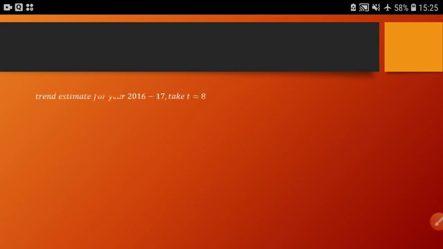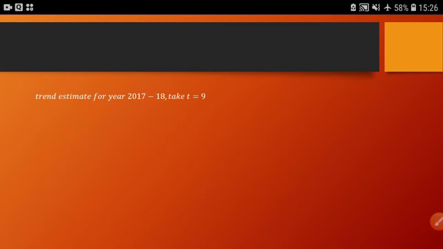Now we are finding the trend estimate for the year 2016-17. As I told you, for 2016-17, I will take T as 8. Now your Y cap is equal to 30.25 plus 1.19 into T. So Y cap is 30.25 plus 1.19 into 8. Y cap is equal to 30.25 plus 9.52, which is 39.77.